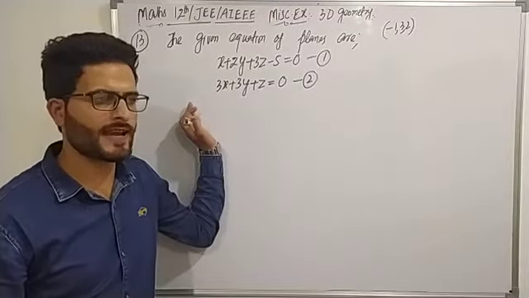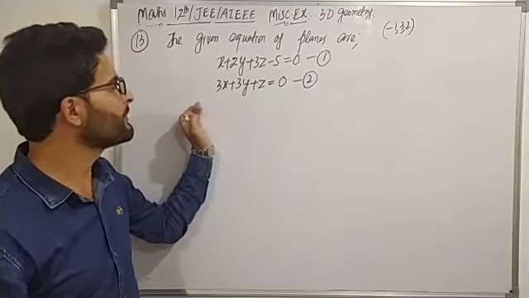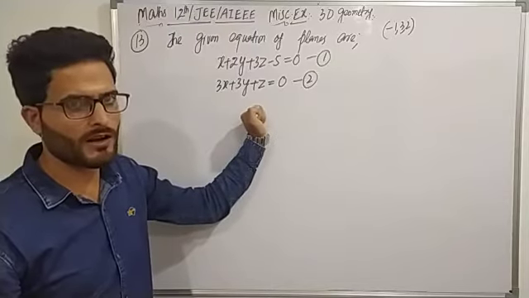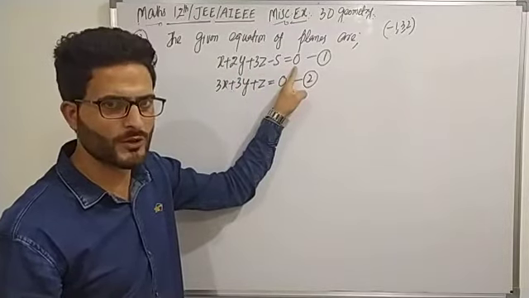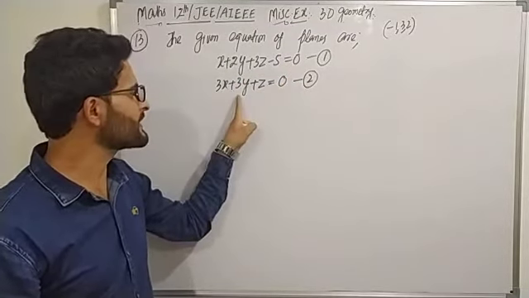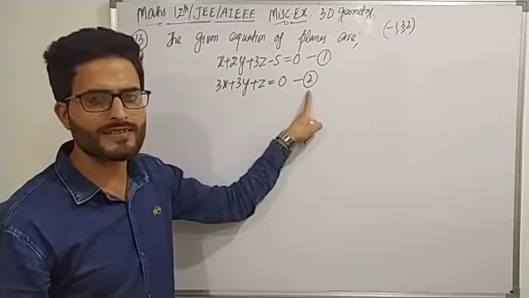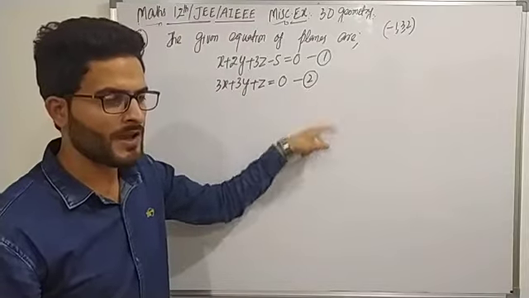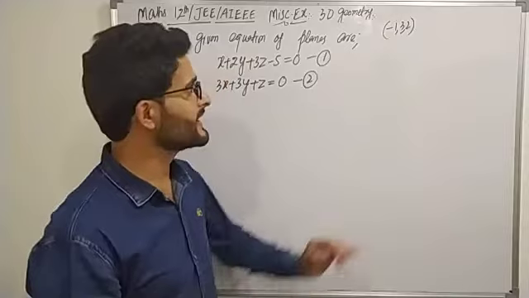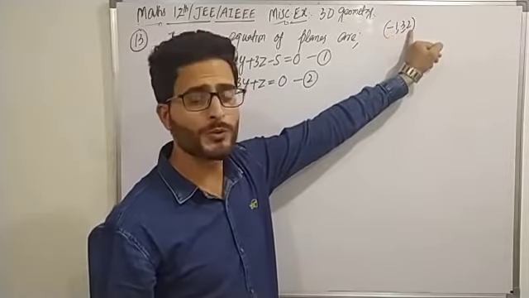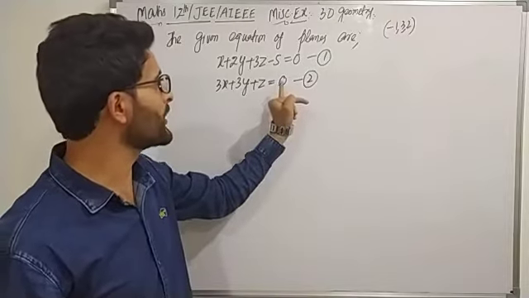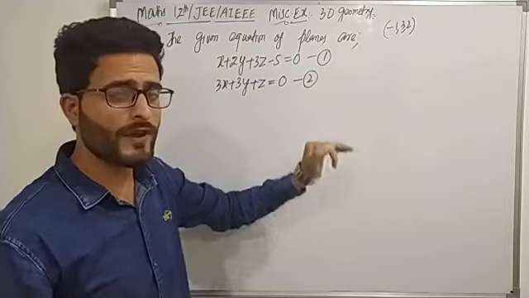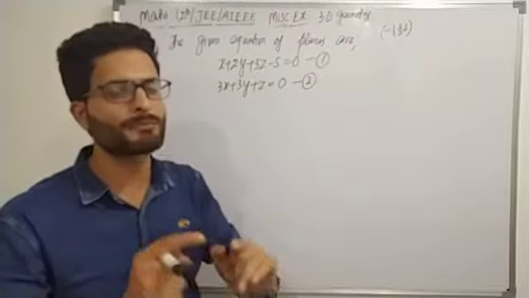Now we are on question number 13 of this miscellaneous exercise, and in that question we have to find planes. Two planes are given, represented in terms of Cartesian equations as x + 2y + 3z - 5 = 0, plane first, and 3x + 3y + z = 0, that's the equation of plane second. Now we have another plane which is passing through the point (-1, 3, 2) and that is perpendicular to the planes first and second, and we need to calculate the equation of that plane.